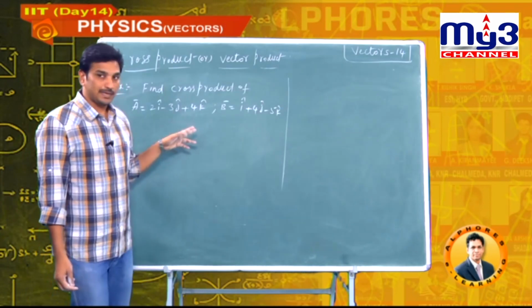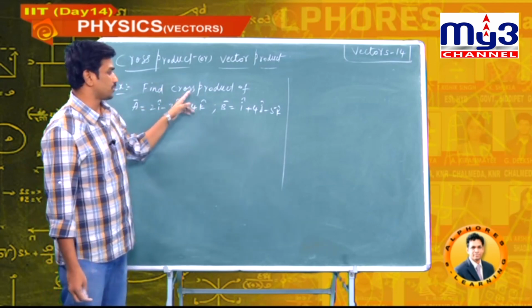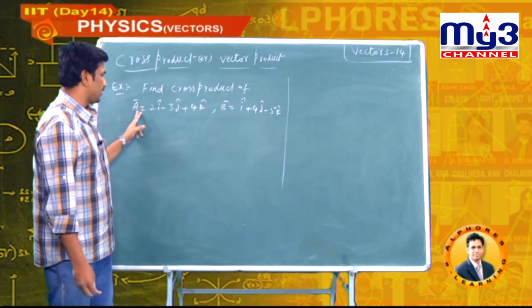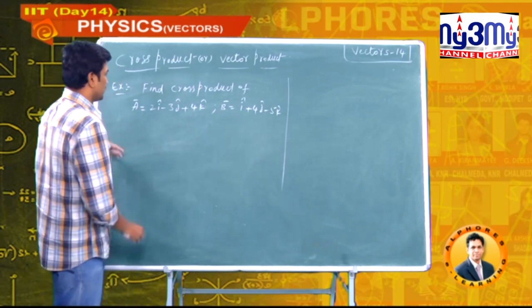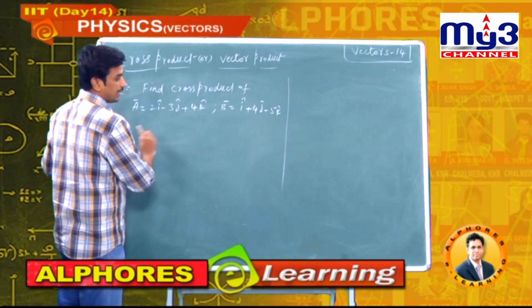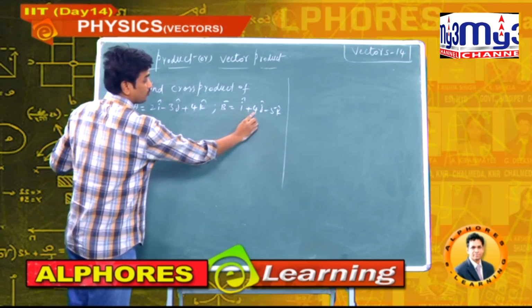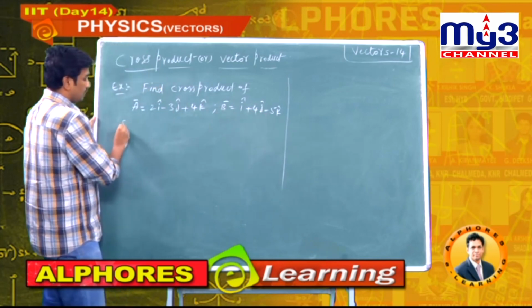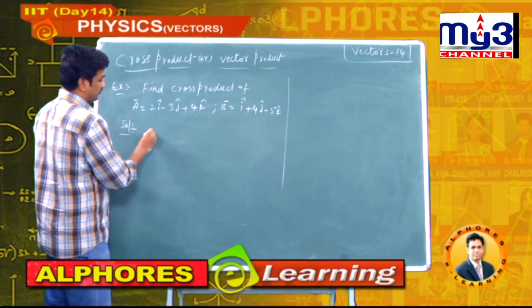See the next example: find the cross product of A bar and B bar. Now, A bar is given as 2i cap minus 3j cap plus 4k cap, and B bar is given as i cap plus 4j cap minus k cap. How to calculate A cross B?